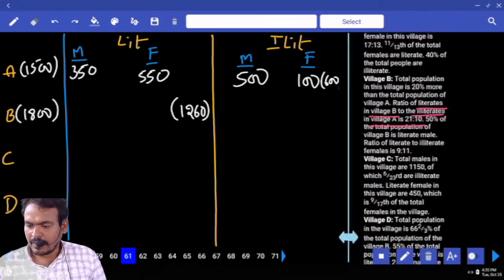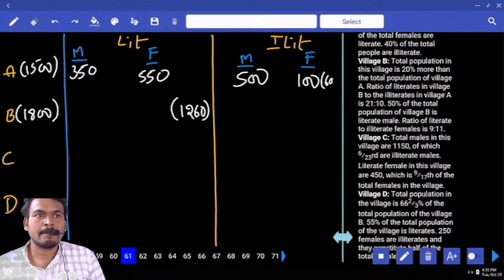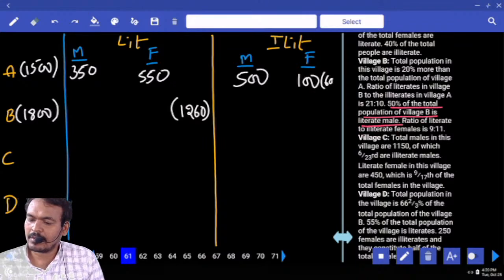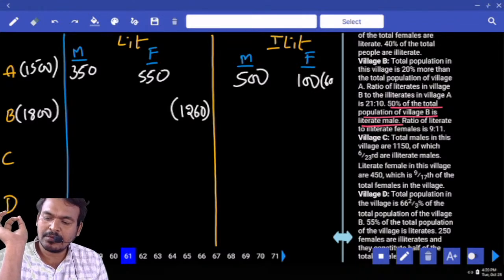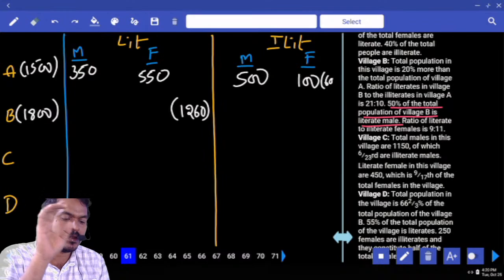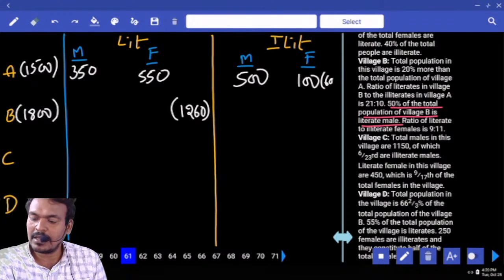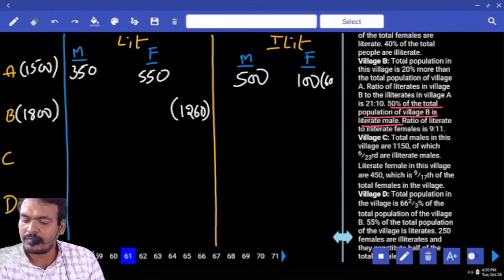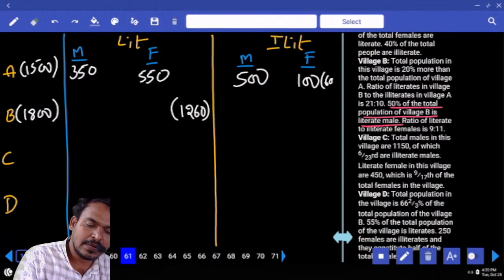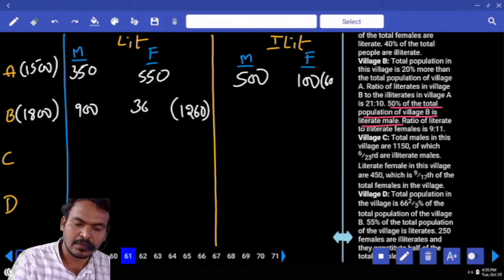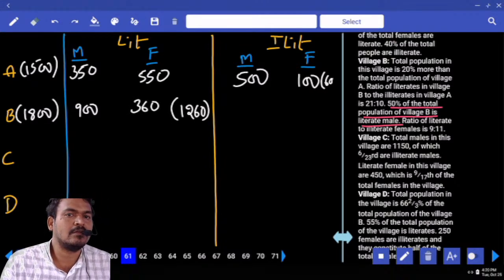Next, and one more. 50% of the total population of village B is literate male. What is the total population? 1800. In that 50% means 900. That 900 is literate males. Literate males is 900. Obviously remaining 360 are female literate.